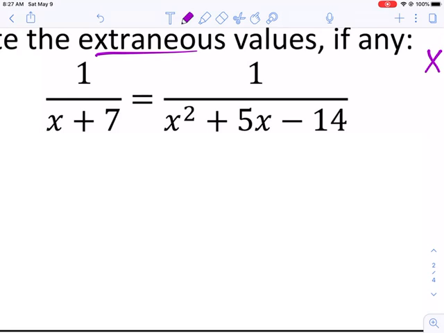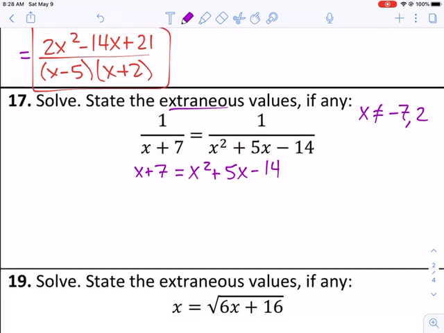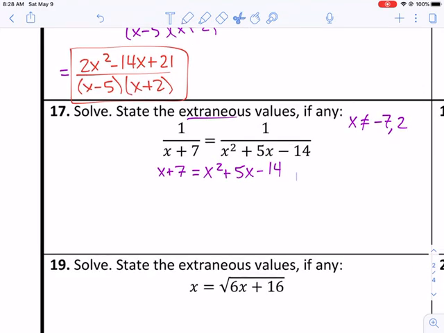Okay, I see a fraction here equal to another fraction. Immediately, because of that equal sign and the two fractions, I'm going to cross multiply. And with the 1's on top, that makes it really nice and easy because I know x plus 7 times 1 is still going to be x plus 7. And I know that x squared plus 5x minus 14 times 1 doesn't change it, still x squared plus 5x minus 14. Okay, so now that I have this problem, we're going to solve.